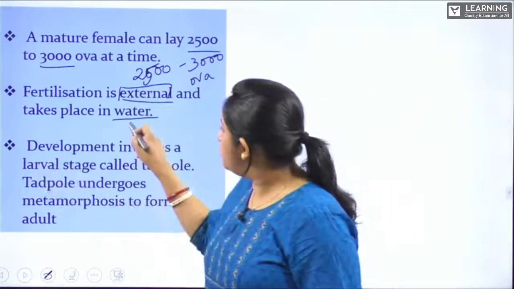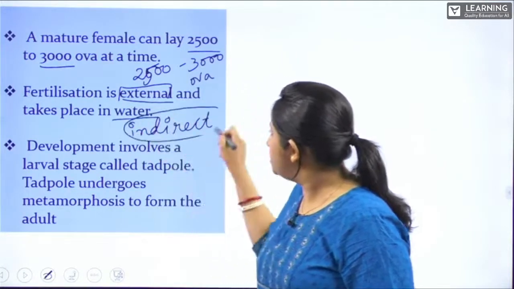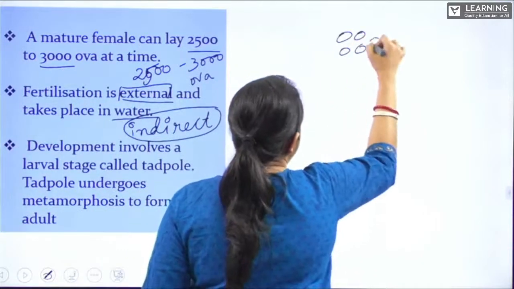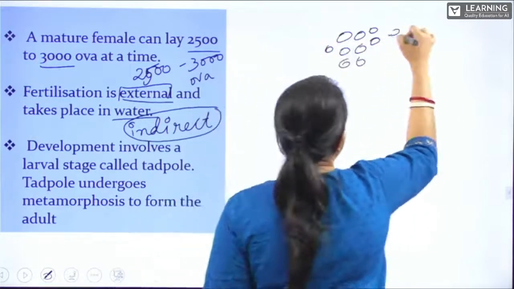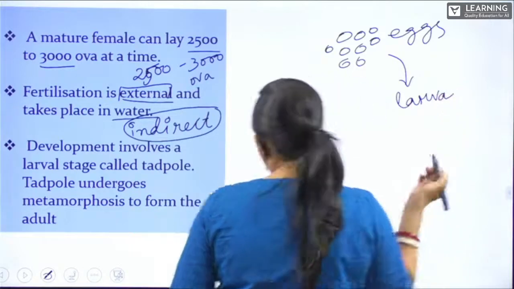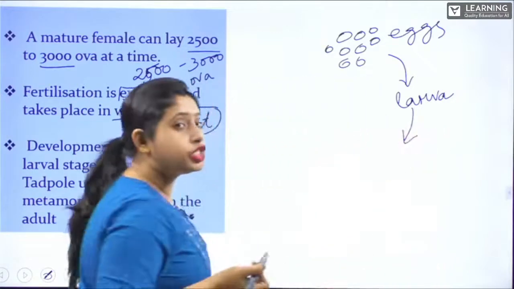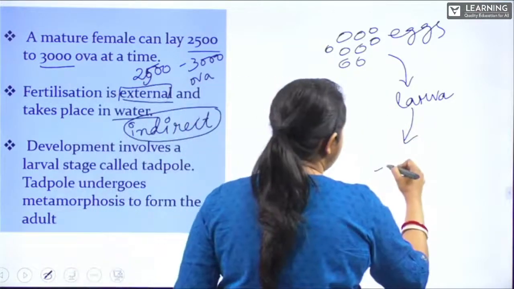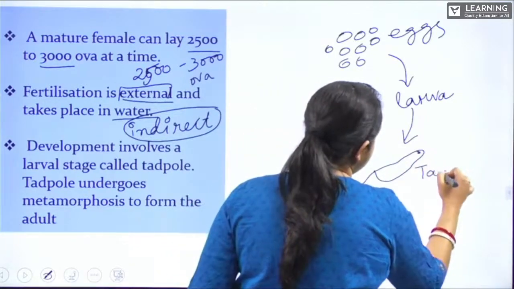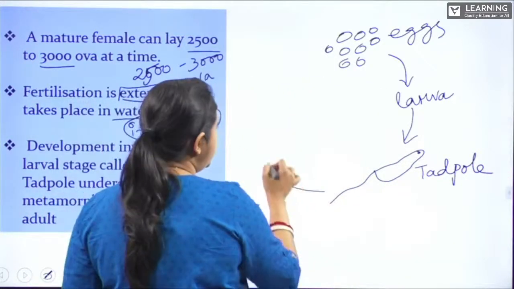And the development is what? Development is indirect. It will not develop directly. From the eggs, what happens? The female will be laying eggs, that is the ova. From the eggs, the larva will develop. They follow the larval stage, and it will develop into a tadpole, which has a tail. And from the tadpole, what happens?